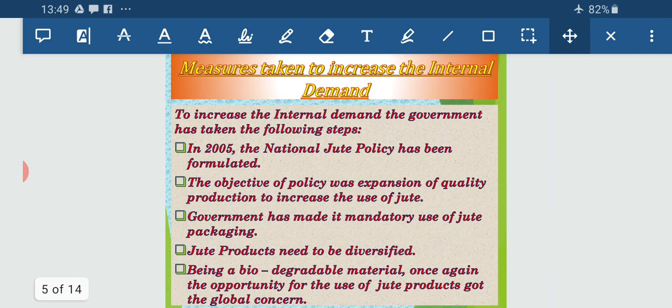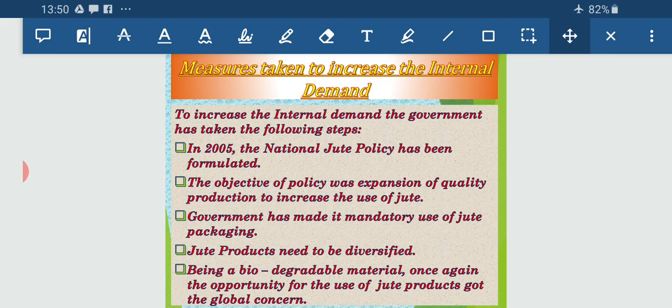Now, as we are facing so many challenges, what is the resultant? The demand is continuously declining. Now, the government has taken a step to increase the internal demand. So, what are the steps taken by the Indian government to increase the internal demand?